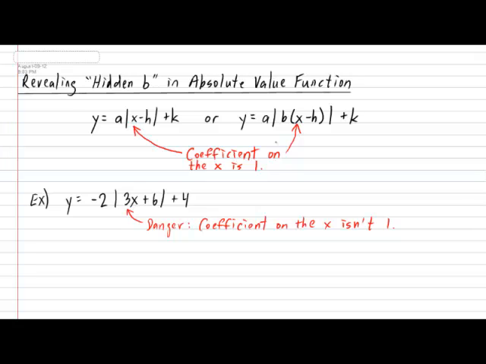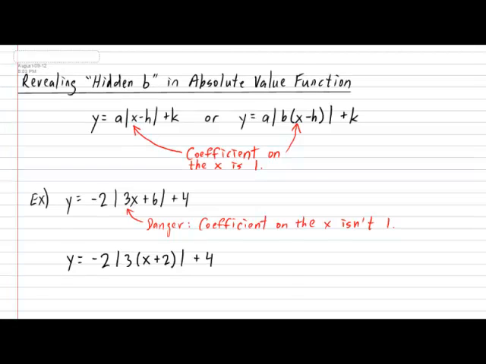So how do we get rid of that 3 from the x? It's actually quite easy. All you have to do is use the common factor technique to factor out that 3 from the expression 3x plus 6. Observe. So we have y equals negative 2, absolute value of, and we're going to use the common factor technique to factor out the 3. And the final result is we have x plus 2. And the plus 4 has never changed. Observe. Now the coefficient in front of the x is 1, and more importantly, the value of the true h has been revealed.